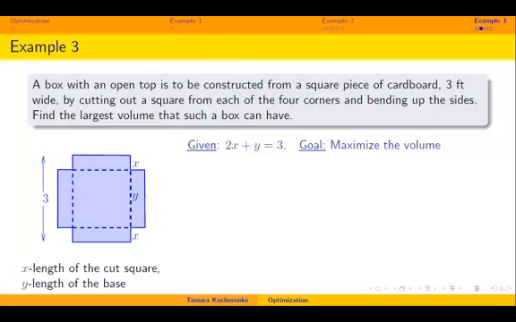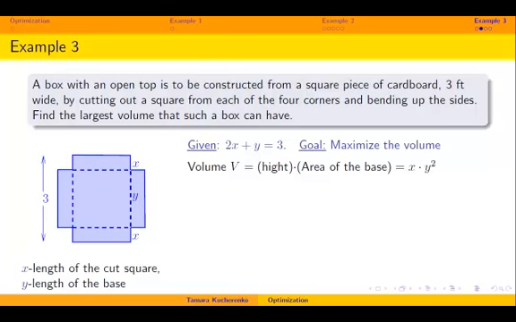Our goal is to maximize the volume of the box. The volume V is height multiplied by the area of the base. The height of the box is the length of the side we bent, which is x. The base of our box is a square of length y, which has area y squared. Therefore, V equals x times y squared.